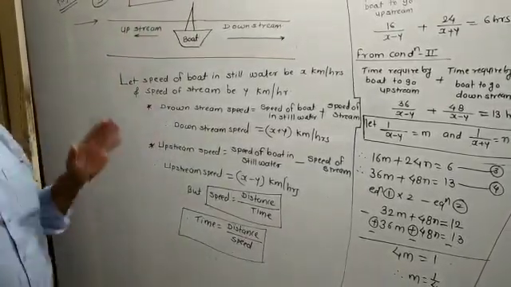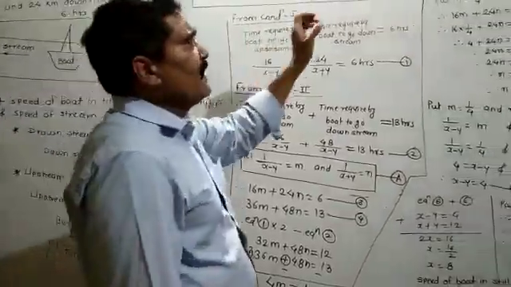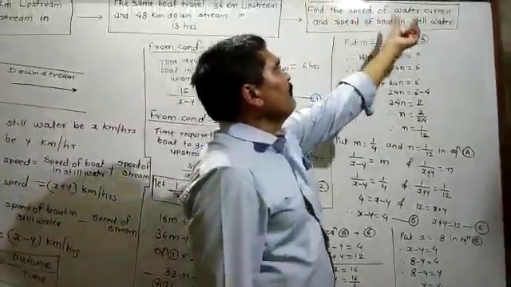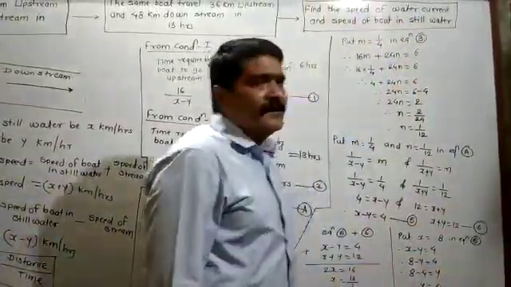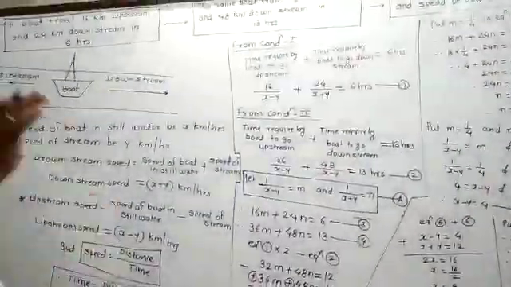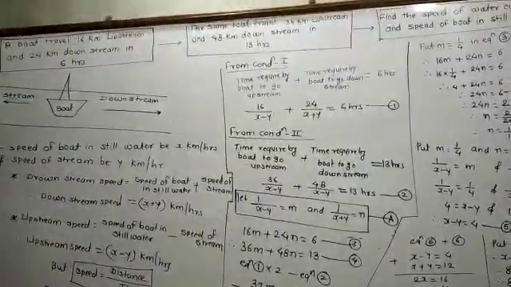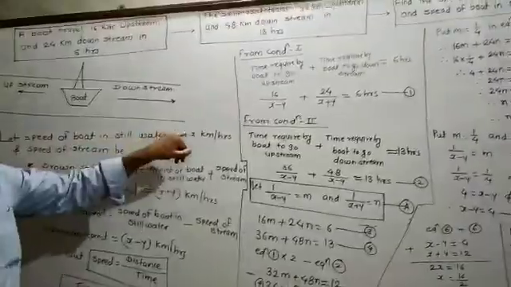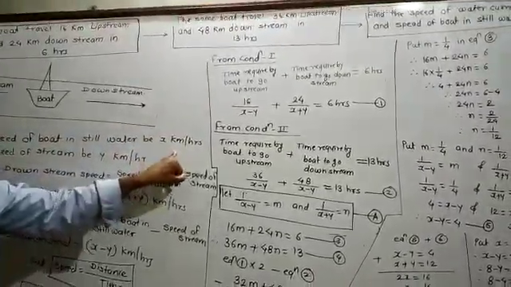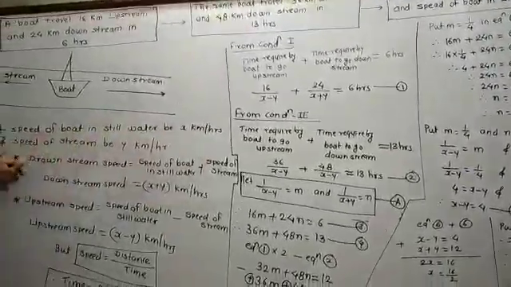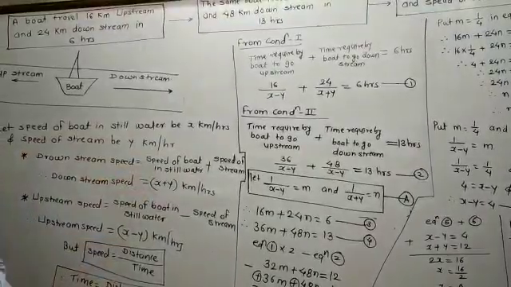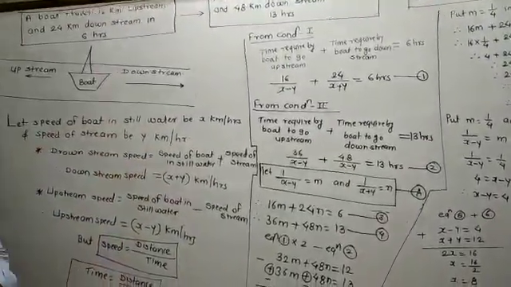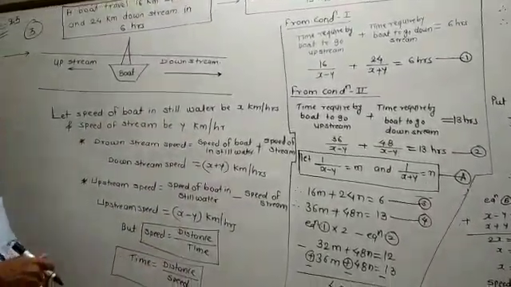So whatever you have to find out, you have to consider as x and y. Find the speed of the water current and the speed of the boat in still water. Let the speed of the boat in still water be x km per hour and the speed of the stream be y km per hour. You understand? Whatever you have to find out, you have to consider.